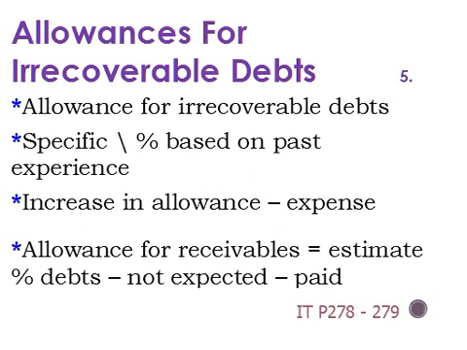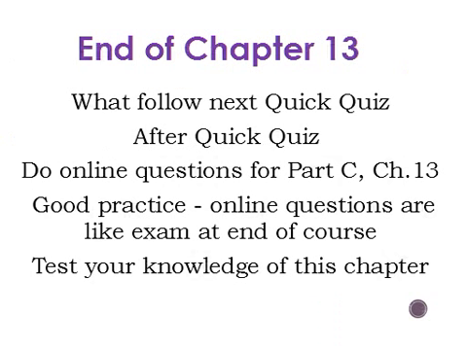5. The allowance for irrecoverable debts may be specific, for a specific customer's debt, or a percentage based on past experience. An increase in this allowance is treated as an expense. Allowance for receivables is the estimated percentage of debts which are not expected to be paid. This is the end of Chapter 13. What will follow next is the quick quiz.